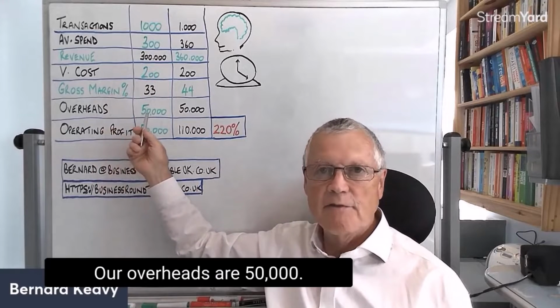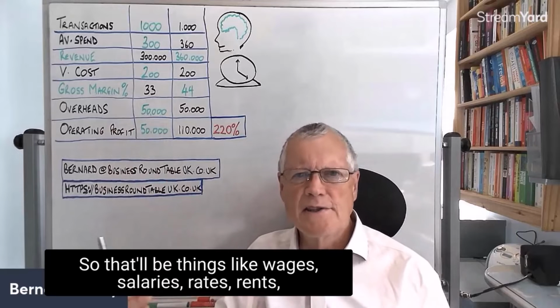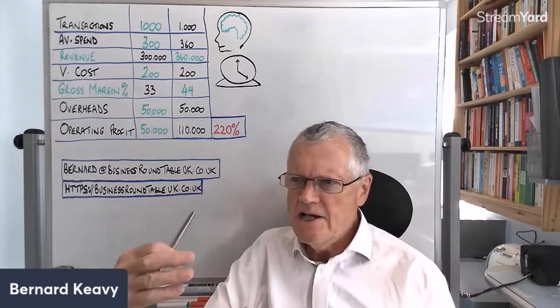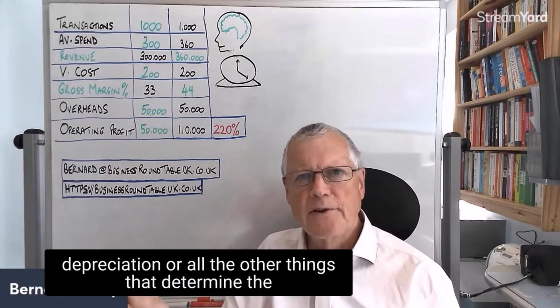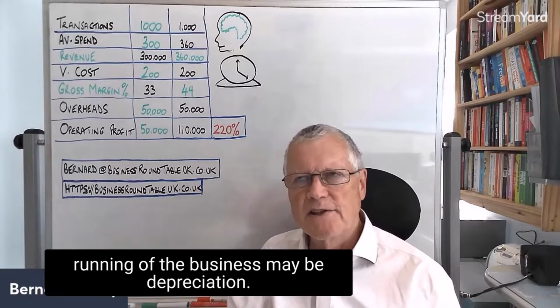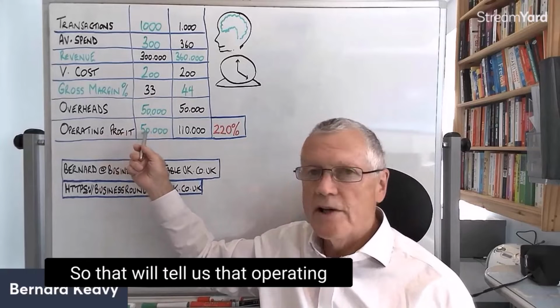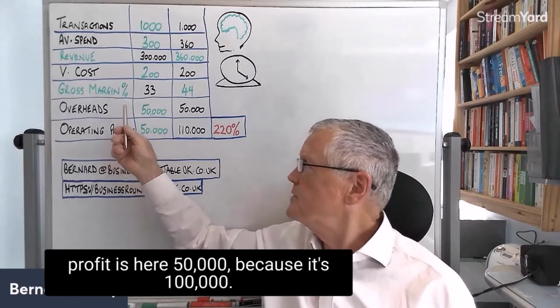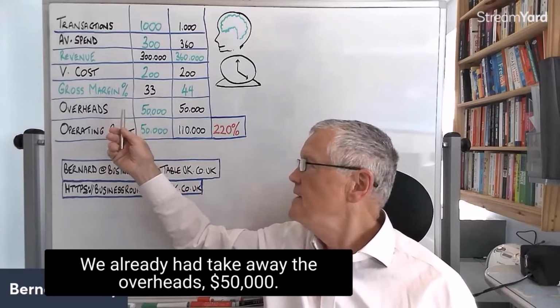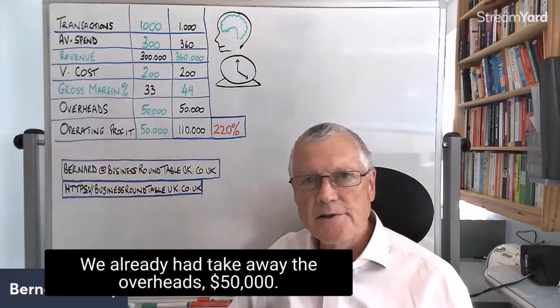Our overheads are 50,000. So that'll be things like wages, salaries, rates, rents, depreciation, or all the other things that determine the running of the business. So that'll tell us our operating profit here is 50,000, because it's the 100,000 we already had, take away the overheads, 50,000.